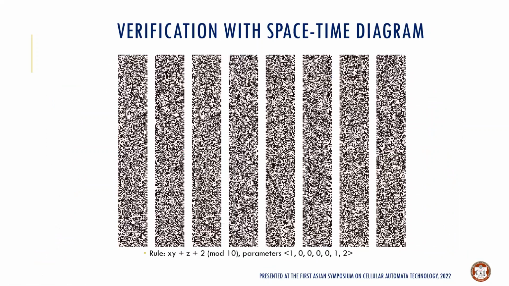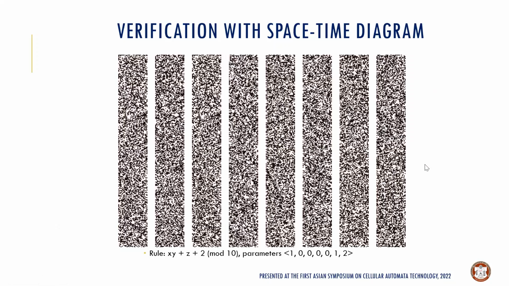And if we see the space-time diagrams for some random seeds, this is the rule and this is the parameter. And we can see that there are no patterns in the generated numbers, which can be represented by the space-time diagram.